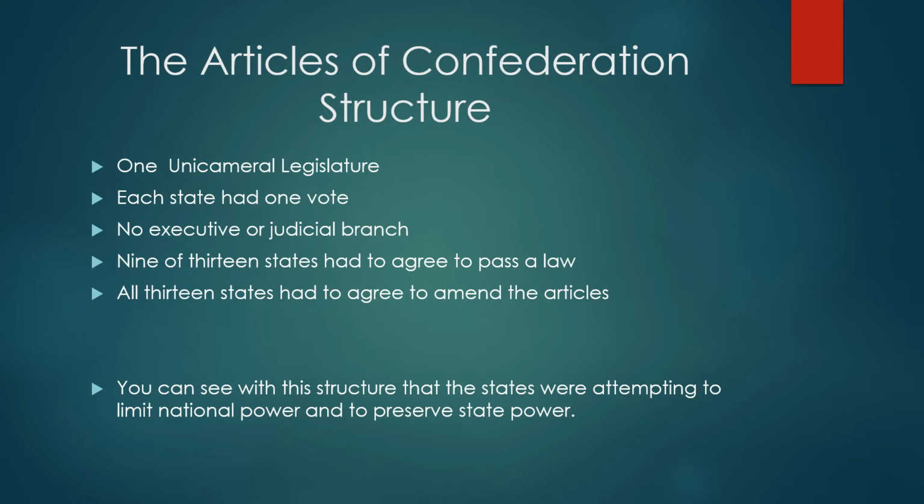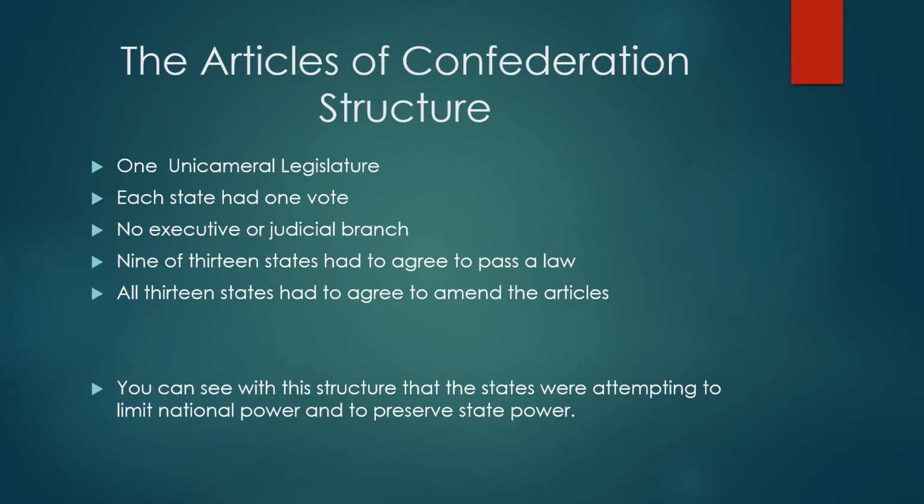To pass a law, 9 of the 13 states had to agree. So a simple majority would have been 7 out of 13. But in this case, they required 9 states to agree to pass a law. And this is obviously an attempt to make it more difficult to pass a law. This is an attempt to limit the power of the newly created national government. And to amend the Articles, to change them in any way, all 13 states had to agree. So there had to be unanimous agreement to change the Articles of Confederation in any way.